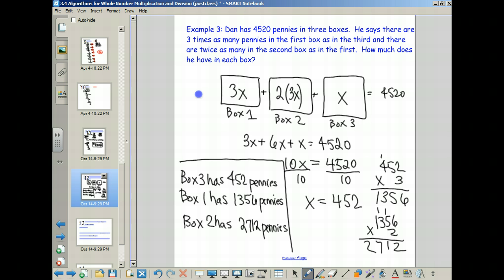And it wouldn't be a bad idea, right, to make sure we didn't make a multiplication error. Yeah. We can add them all together and make sure they actually equal 4,520. Make sense? Pictures are very helpful. All right. One more example.